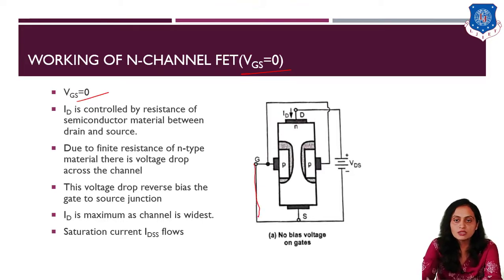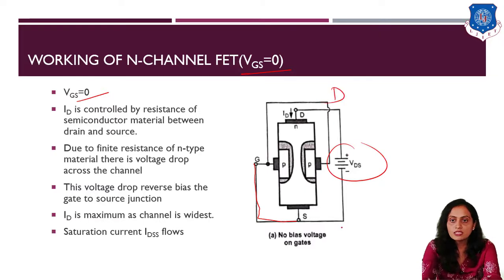VGS is kept 0, so gate and source are shorted. VDS is positive; this is the drain terminal, this is the source terminal, and ID is controlled by the resistance of the semiconductor material between drain and source. So this semiconductor material also offers some resistance, and depending on that resistance, the carriers will be moving from source to drain.